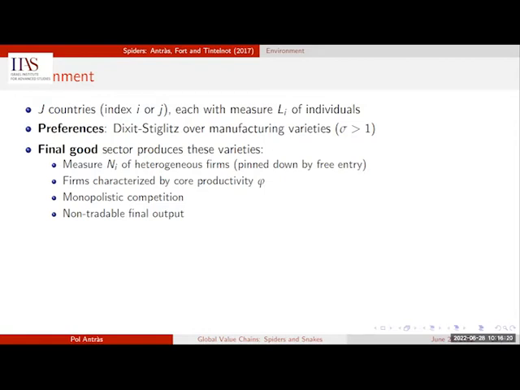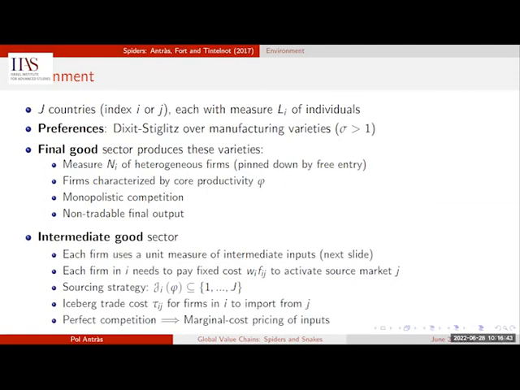Now, if this final good sector used labor supplied inelastically by these guys to produce, and this was the only sector, this would be exactly the closed economy version of the Melitz framework. Exactly. Okay. That's not what we're going to do here. In what way? Instead of having the final goods produced with labor, we're going to have the final goods produced with inputs. That is, firms are going to use a unit measure of intermediate inputs. Okay. And that's going to be coming... I'm going to give you the technology in the next slide.